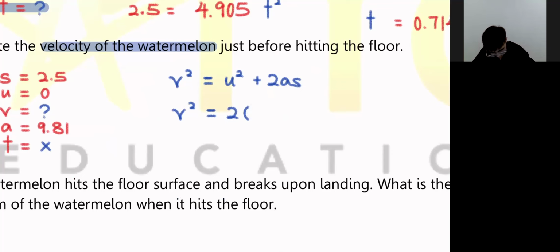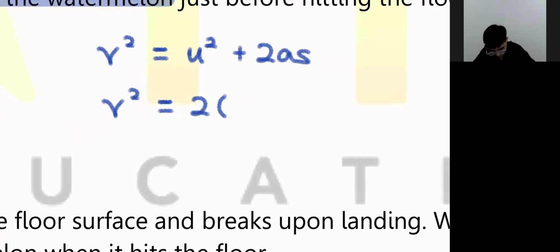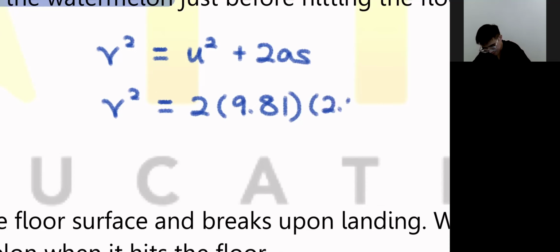9. Don't know why like that, my pen ink always merges. So 9.81, and then multiply by the distance of the watermelon falling down. It will be 2.5. Right now, 2.5 meter from the table.